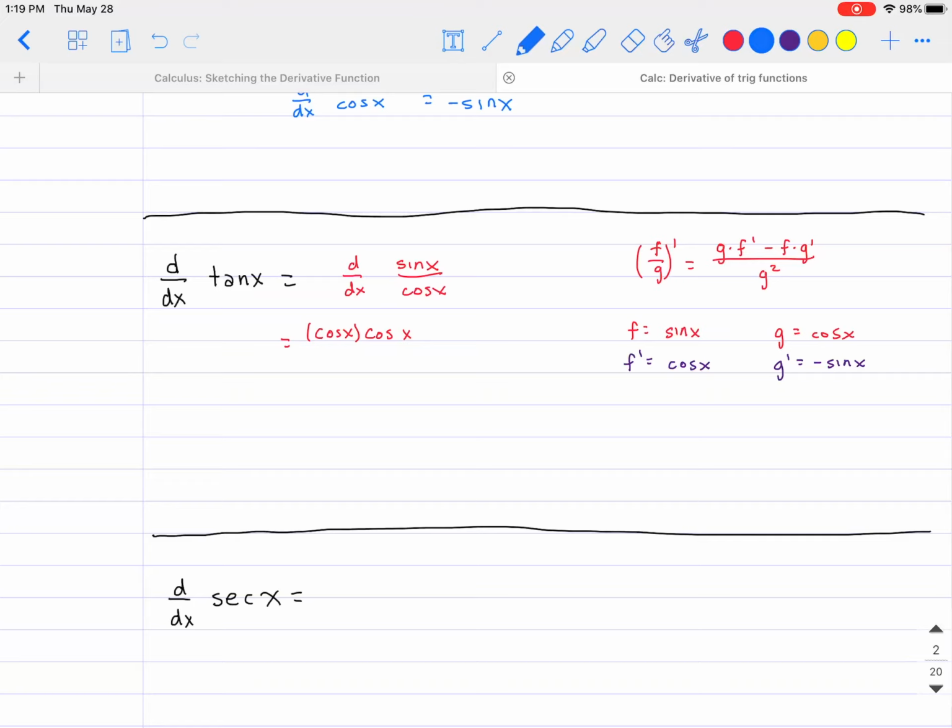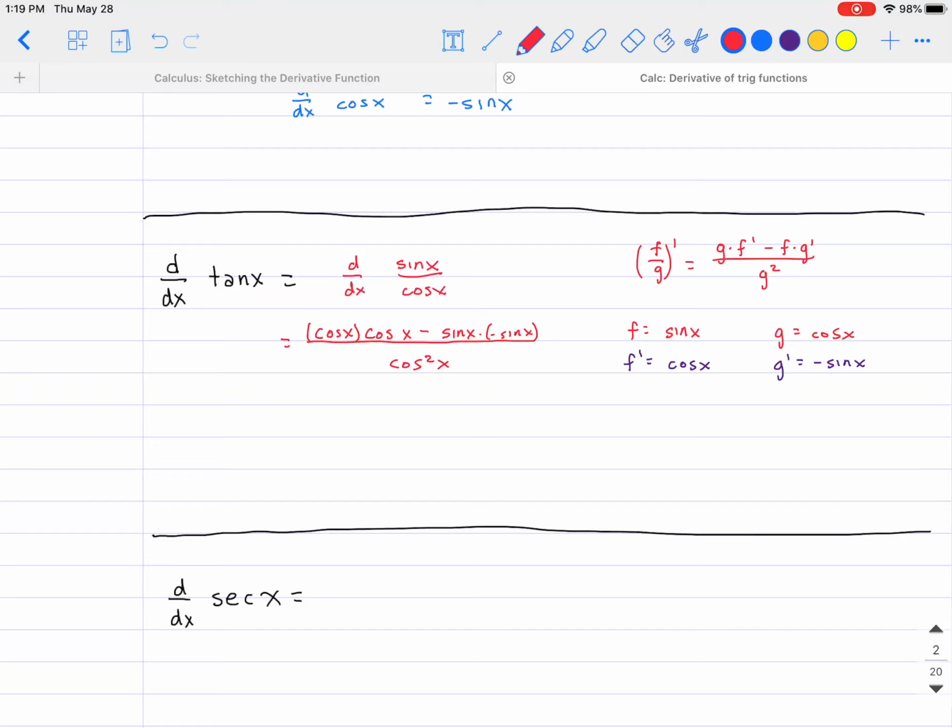Then we have a minus. And the next part is going to be f, so that is going to be the sine of x multiplied by the derivative of g, so that's going to be the negative sine of x. And all of that is going to be divided by g squared. So we're going to go ahead and put cosine squared of x on the bottom.